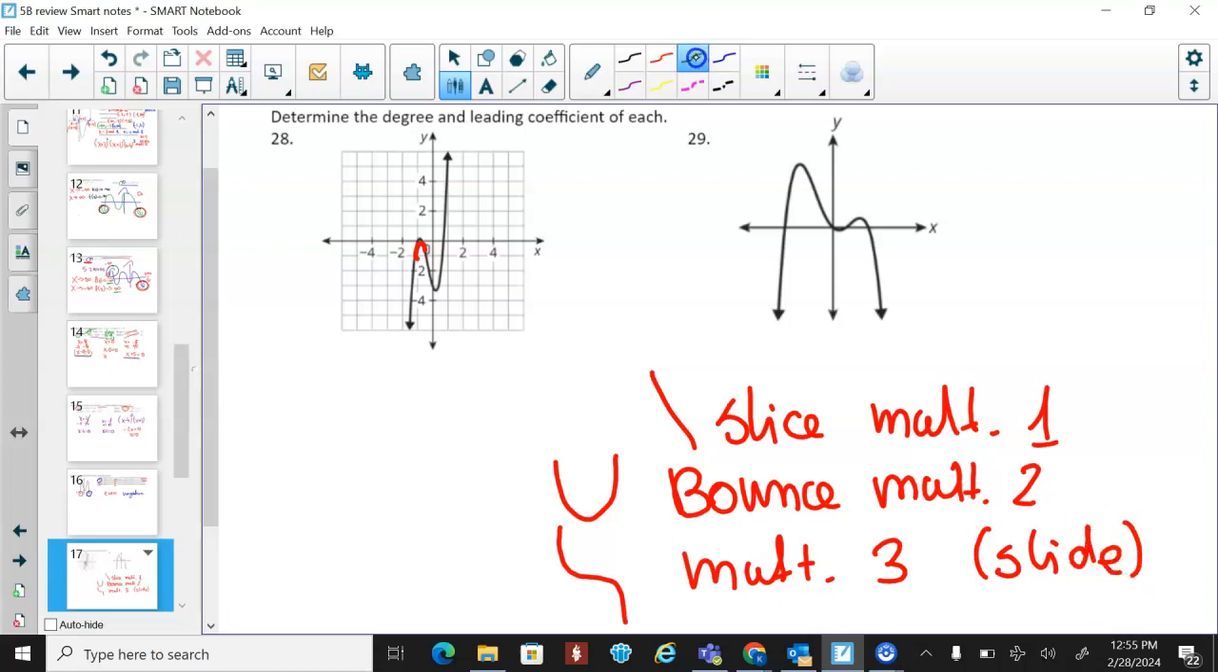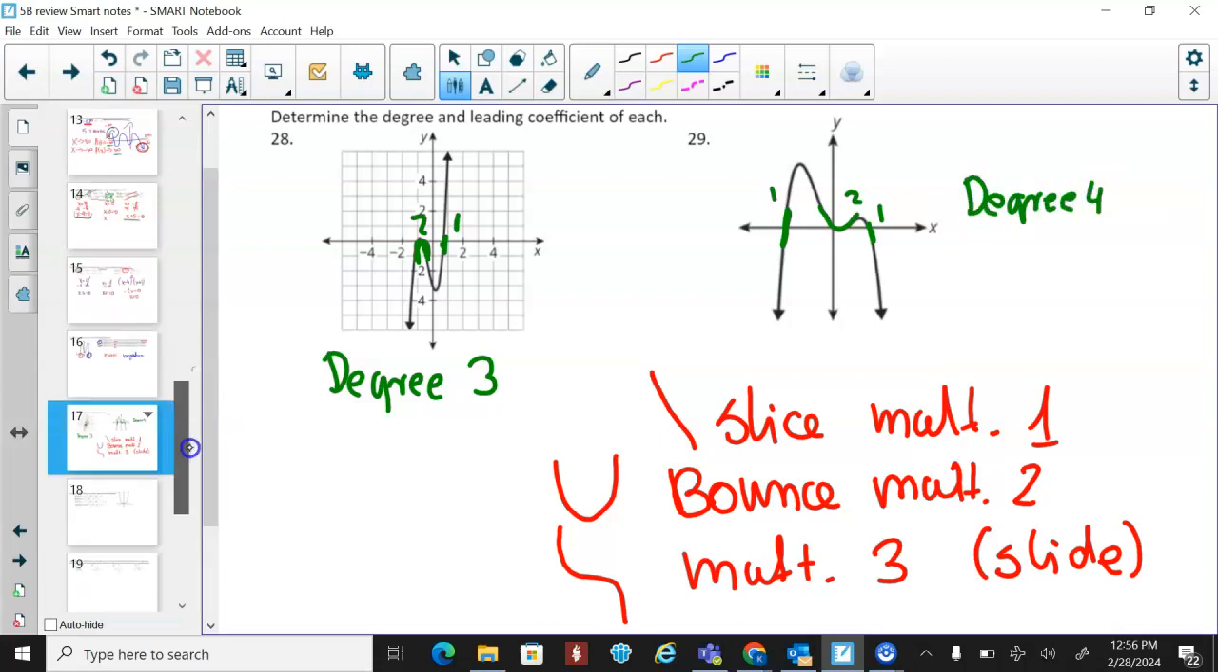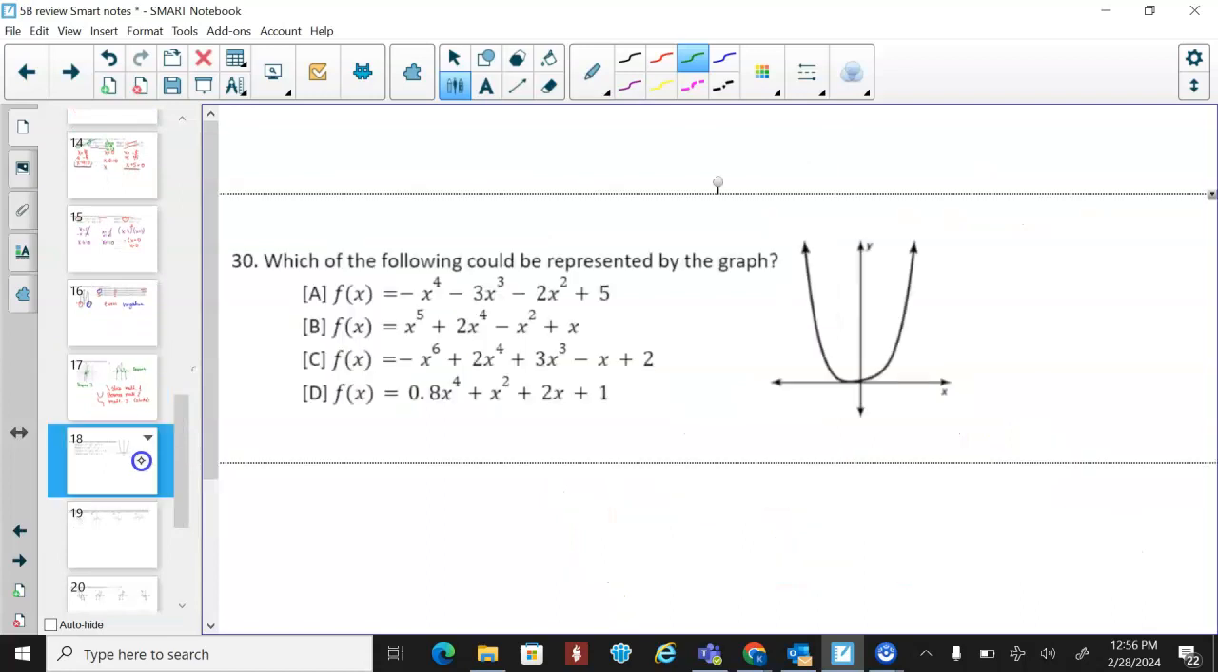So again, what do I have here? I have a bounce, so that's a 2, and I have a slide, so that's a 1. So this function's degree is 3. Now here I have a slice at 29. I have a bounce, and I have a slice. So again, for 29, this is a 2, this is a 1, this is a 1. It would be a degree 4. Okay, that's it. All right, next question.